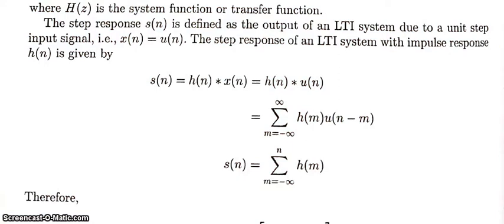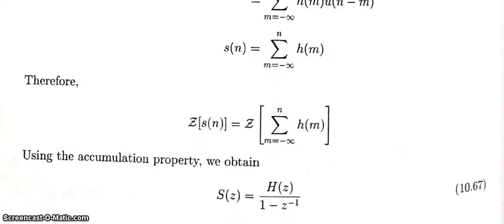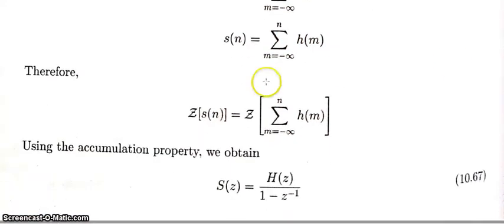Now when we take the z transform of this, using the accumulation property of the z transform, we get s of z, that is the output z transform when the input is a step function, as h of z divided by 1 minus z inverse, where h of z is the z transform of h of n, the impulse response. So this is written directly using the accumulation property of the z transform.